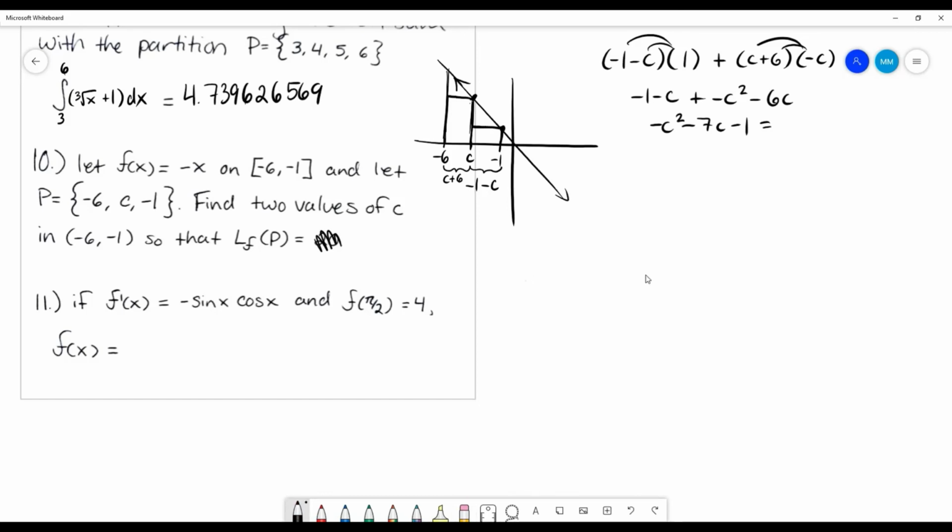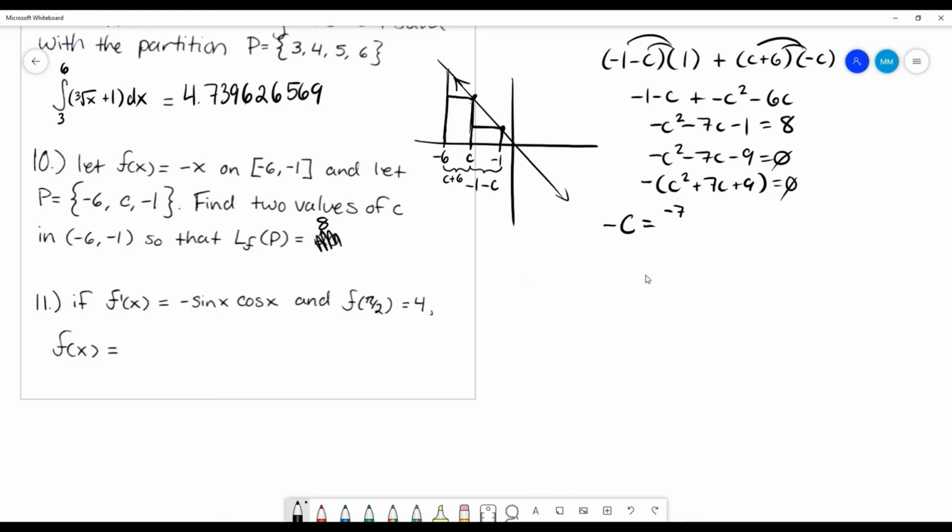Let's try 7. Oh, we'll try 8. Let's say it equals 8. So it's going to be negative c squared minus 7c minus 9 equals 0. Still have to use that quadratic formula. That's okay. And remember, I'm going to factor out that negative. So I know that negative c is going to equal this.